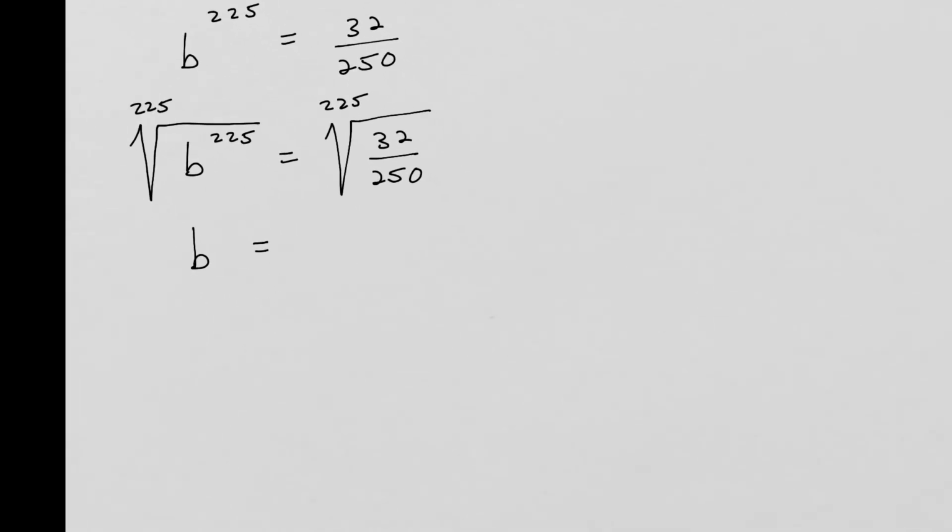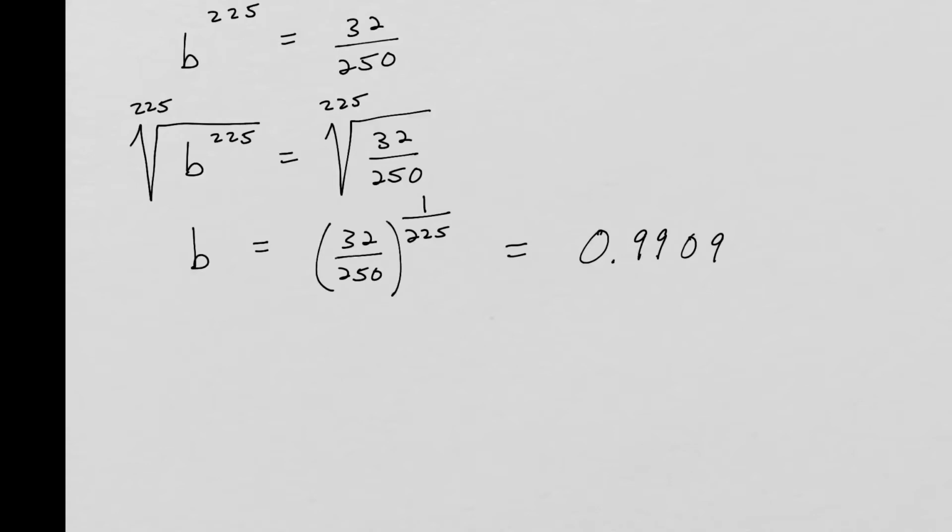Remember, you would take your number, so this fraction, and raise it, using the caret, to the 1 over 225th power. And that's the same thing as the 225th root. When you do that, you're going to get a little less than 1, right, because it's decaying, and it's 0.99, which is what I got, rounded to 4 places.